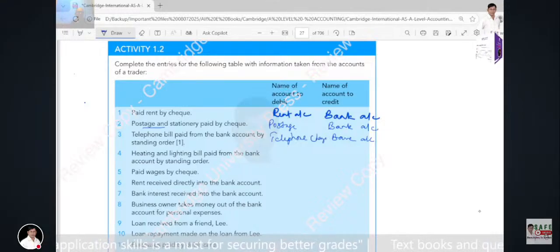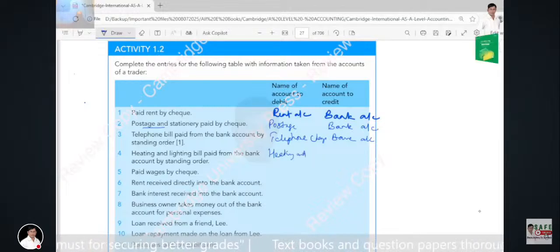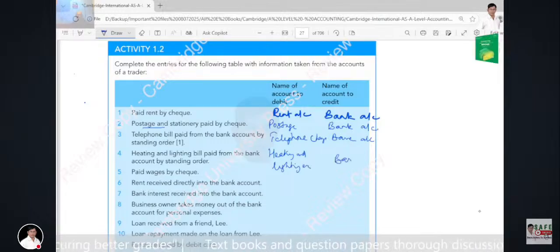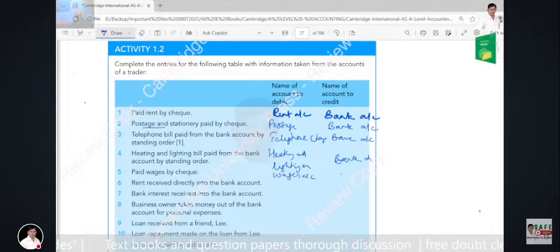So heating and lighting bill paid from the bank account by standing order. So heating and lighting expense. Paid wages by check. So what is happening? Wages account by bank. Why? Because money is going out from bank.